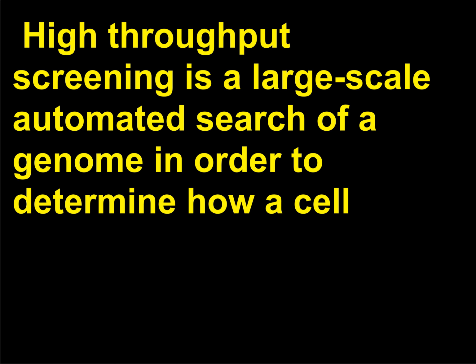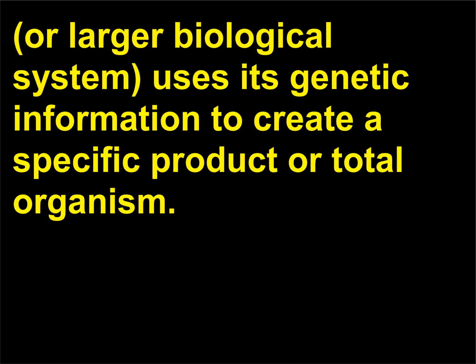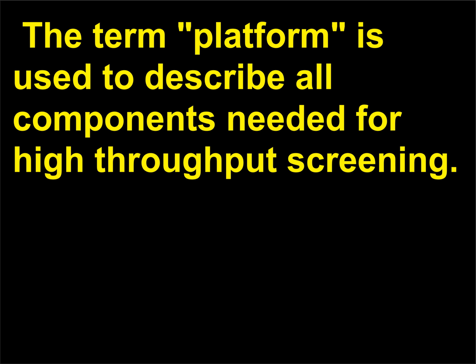High-throughput screening is a large-scale automated search of a genome in order to determine how a cell or larger biological system uses its genetic information to create a specific product or total organism. The term platform is used to describe all components needed for high-throughput screening.